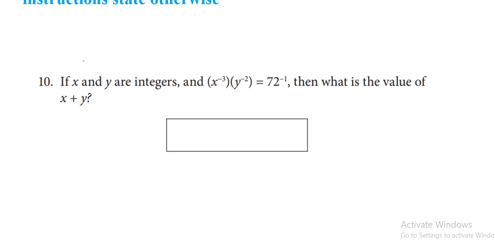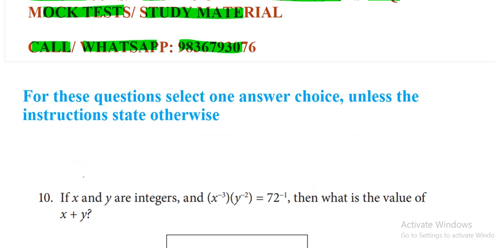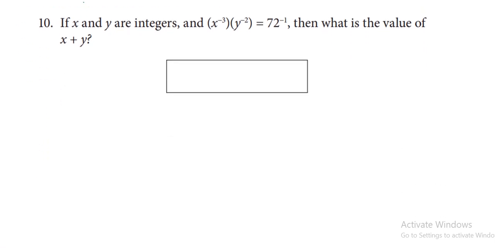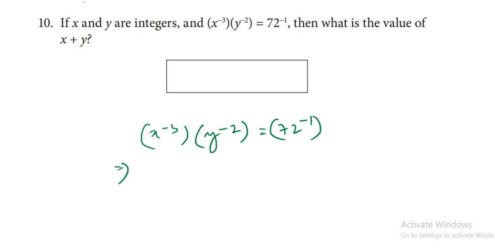So let's start with question number 10. Question number 10 is x and y. This statement will be the same for all questions. So if x and y are integers and x to the power minus 3 into y to the power minus 2 equals 72 to the power minus 1, what will be the value of x plus y? How can I solve x to the power minus 3 into y to the power minus 2 equals 72 to the power minus 1?